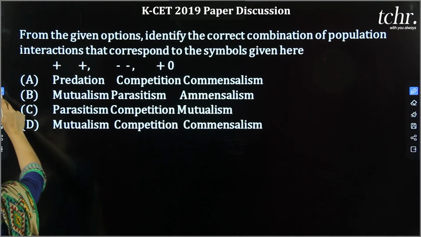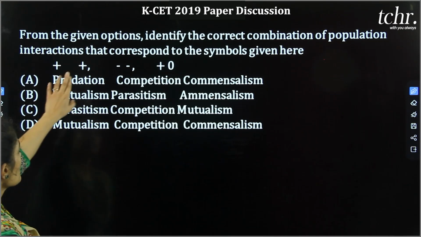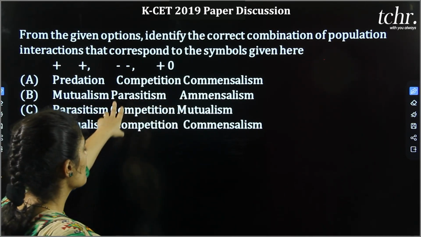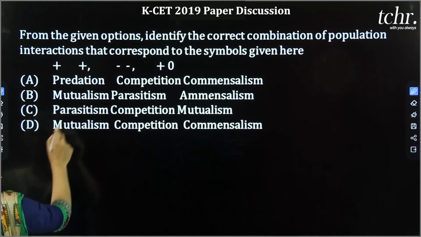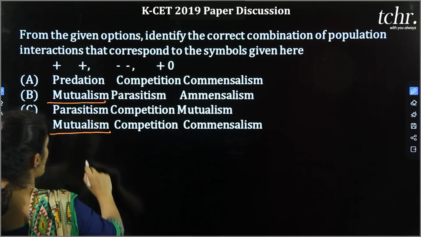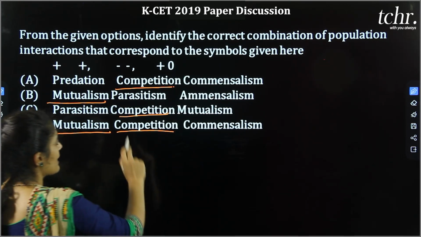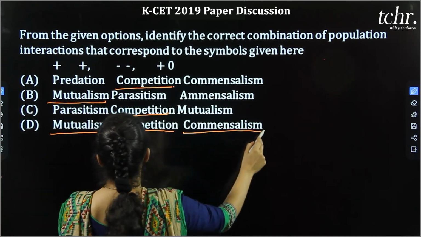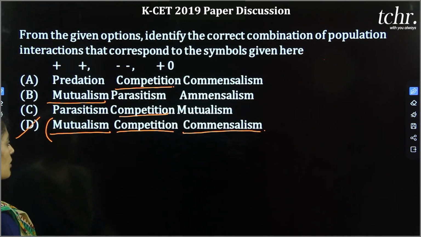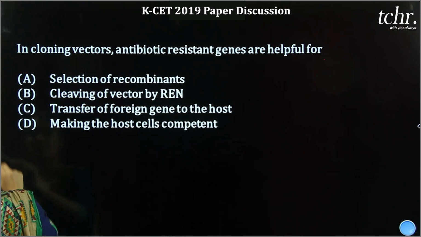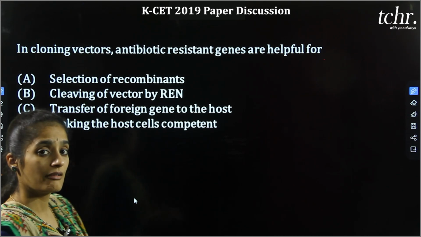Next nodi, from the given options, identify the correct combination of the population interaction that corresponds to the symbol given here. Okay, plus plus, minus minus, plus 0. Plus plus, it is mutualism, alva. Minus minus, it can happen when it comes to competition. Plus and 0, it is due to commensalism. So correct option ಏನಾಯಿತು? That is D. Mutualism, competition and commensalism.